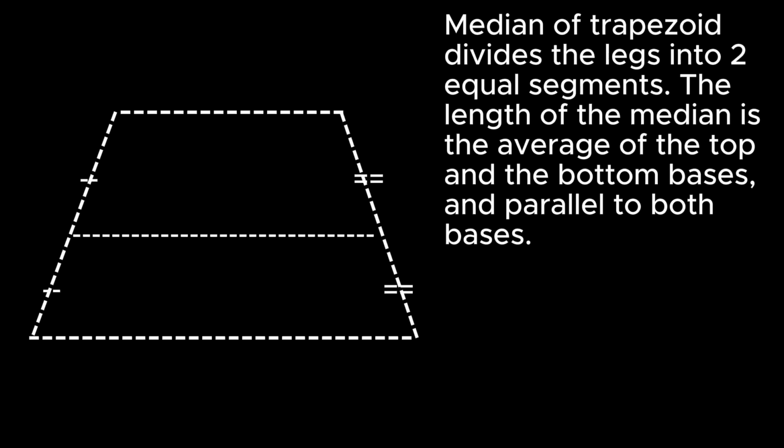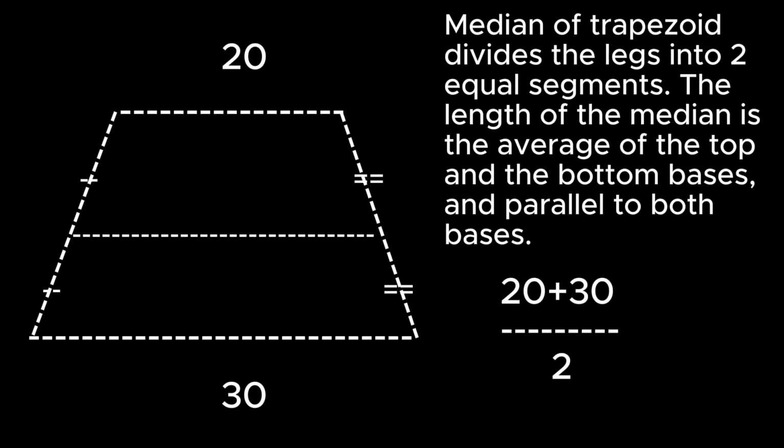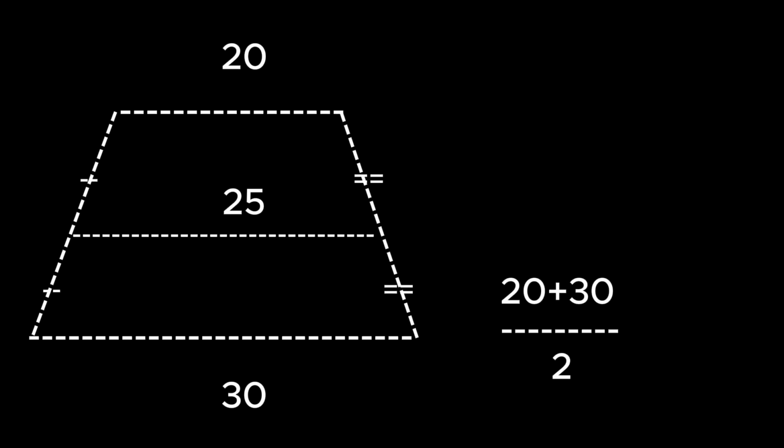And what do I mean by that? Say that the top length is 20, for example, and then the bottom length is 30. Well, it's just going to be the average of the 20 and the 30. So you're going to get 20 plus 30 equals 50, divided by 2 because that's the average, and you get 25 for your median. That is the length of the median.